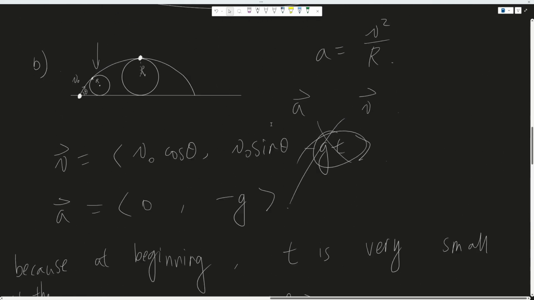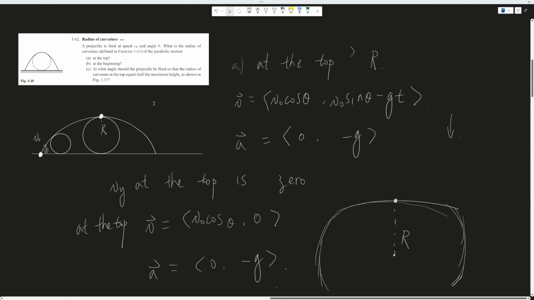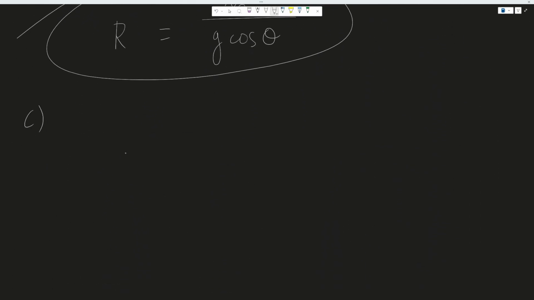For part C, the question is asking us at what angle the projectile should be fired so that the radius of curvature at the top equals half the maximum height, as shown in figure 3.35. So let's first derive the formula for the maximum height. Imagine a projectile fired with V naught at angle theta. We know that at the top the y component of the velocity is 0.